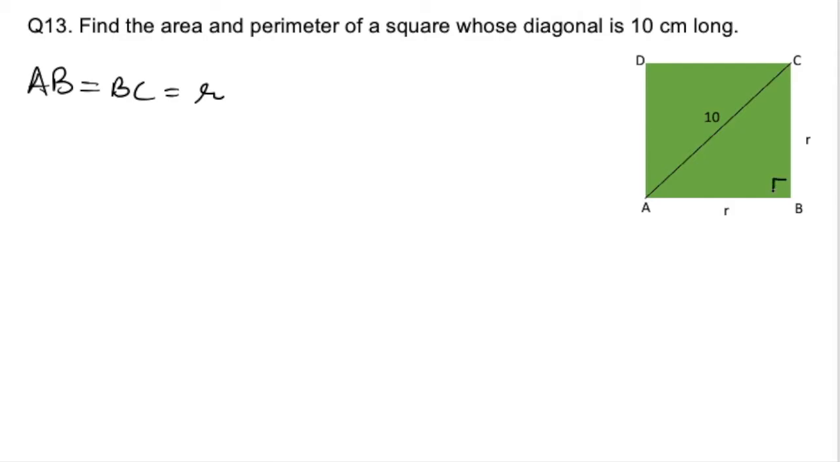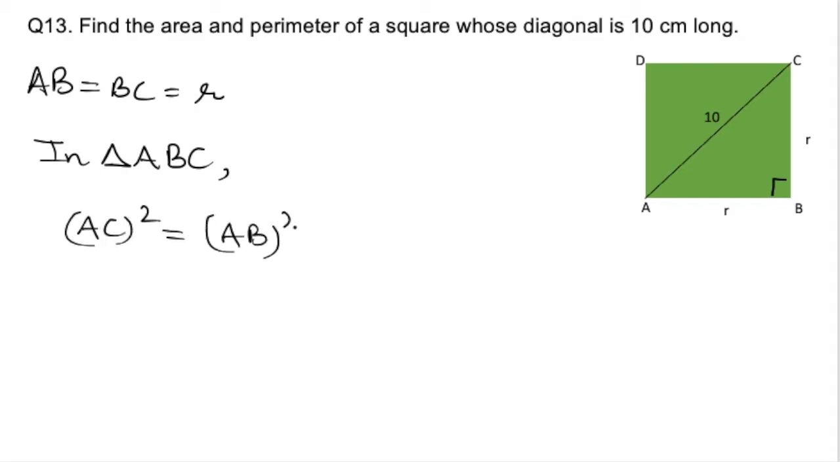Now, clearly, each angle in a square is 90 degrees. So that means ABC is forming a right angle triangle. In triangle ABC, we need to apply the Pythagoras theorem. When we apply Pythagoras theorem, AC square will be equal to AB square plus BC square. Let's substitute the values.